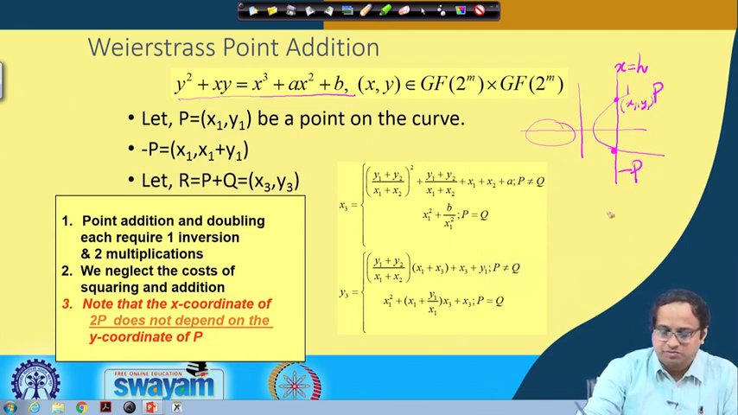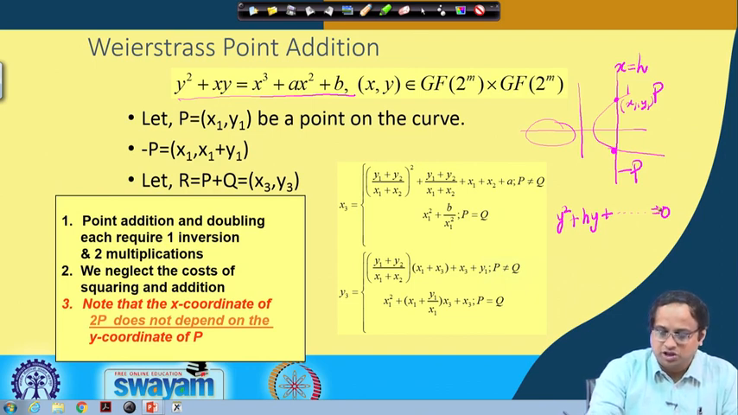So, I will take this line x equal to h and I will intersect it with this curve. If I do that, then I will get y squared plus hy plus the remaining terms. Remember that this is a characteristic 2 field, so I can bring this to this side, but that is okay, I do not need it. So finally, I get this equal to 0.